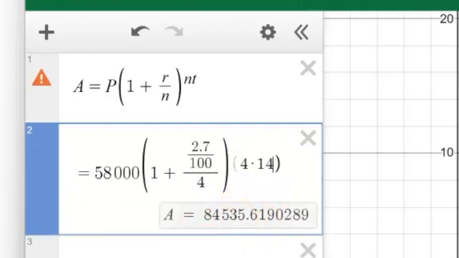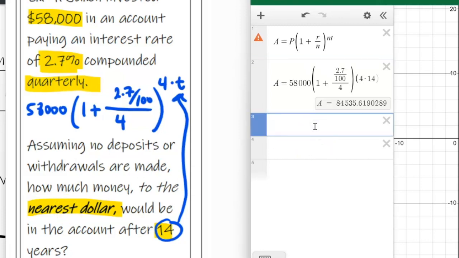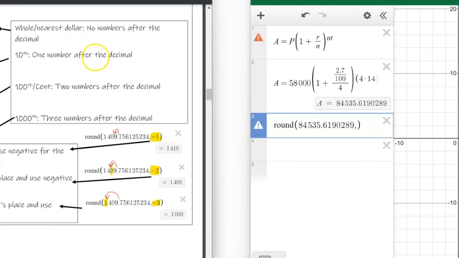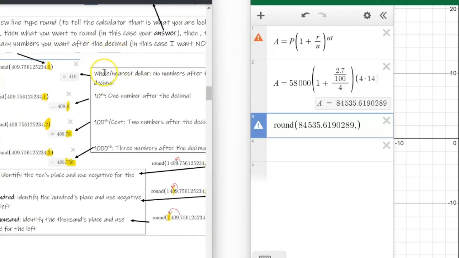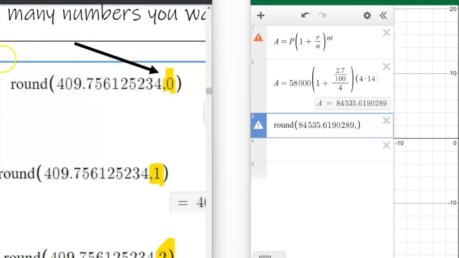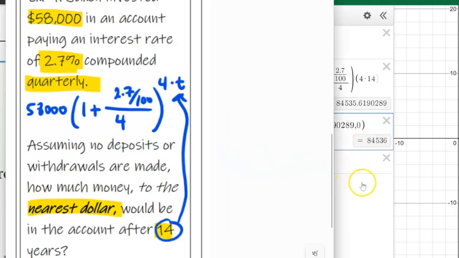So this is my answer right here. And I need it to the nearest dollar. So again, I go round, parentheses, the number, click it one time, Control C, Control V, comma, and how I want to round it. And if I don't remember, I'm going to come back to my notes. All right, my notes say nearest whole number, that's going to be right here, nearest whole number or nearest dollar, no numbers after the decimal. If I look at my example, I say round my number, comma, and then what number? 0. So there should be no numbers after the decimal. So that is my final answer. It'll be $84,536.